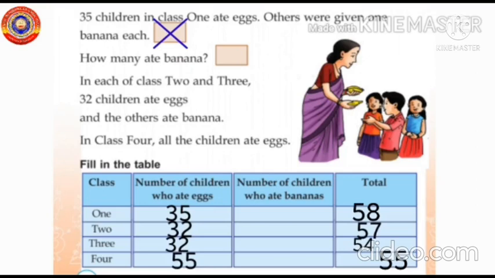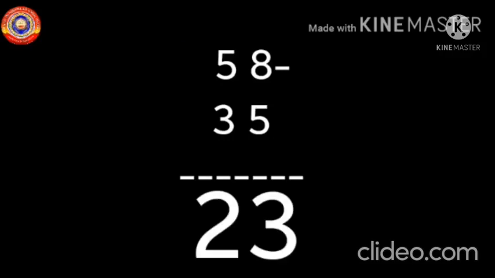Then go to the third column, that is number of children who ate bananas. Total is given, one number is given. We want to find the other number. In a question like this, subtract the number from the total. So, 58 minus 35. That is 8 minus 5, 3. 5 minus 3, 2. Answer is 23.